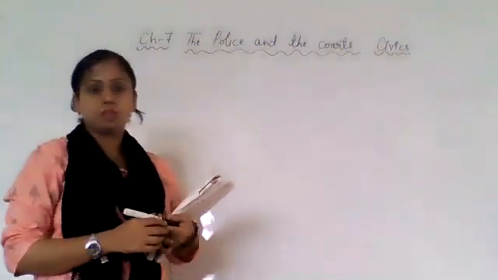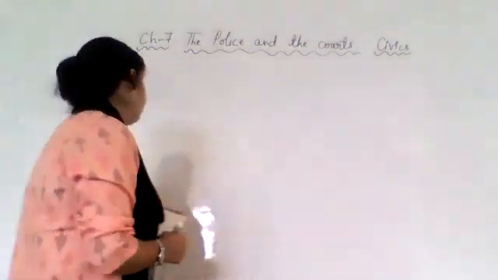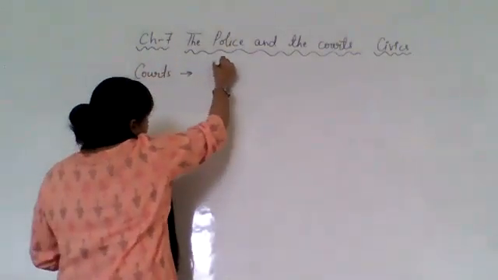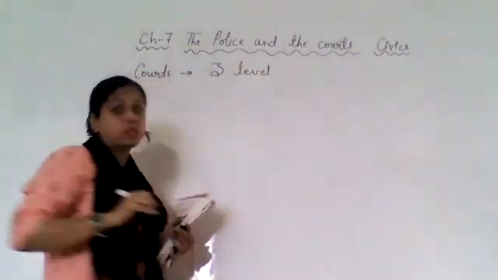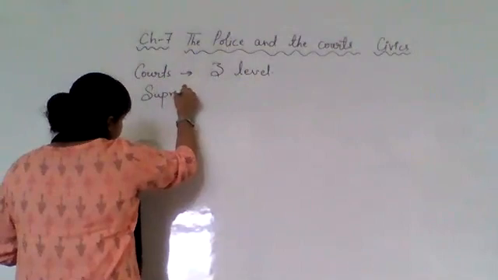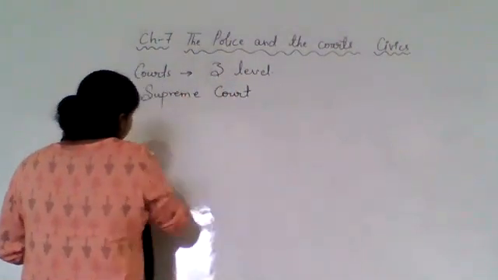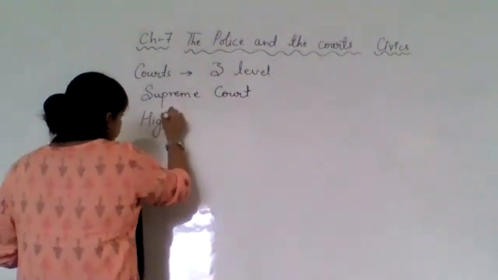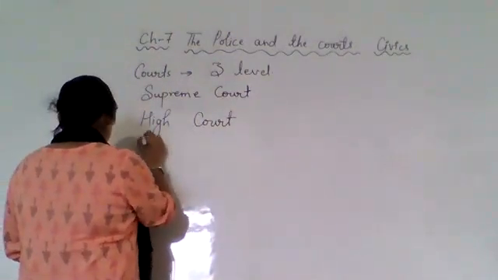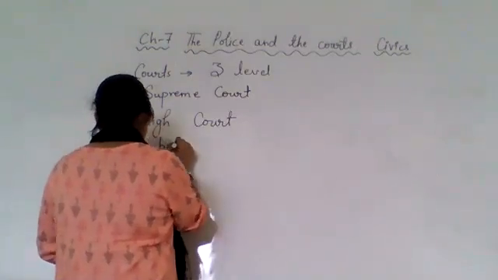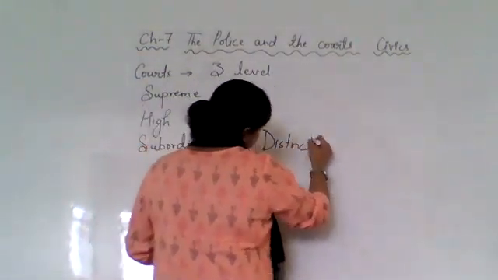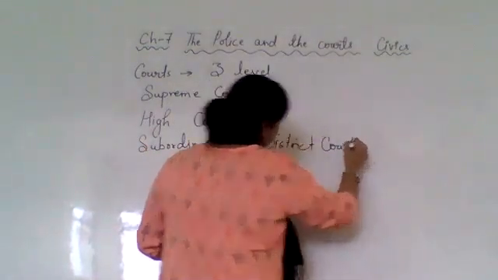So in our previous chapter, we have already discussed that we have courts on three levels. First we have the Supreme Court, which is on national level. Then we have the High Court, which is on state level, and then we have the subordinate or district court, which is on district level.